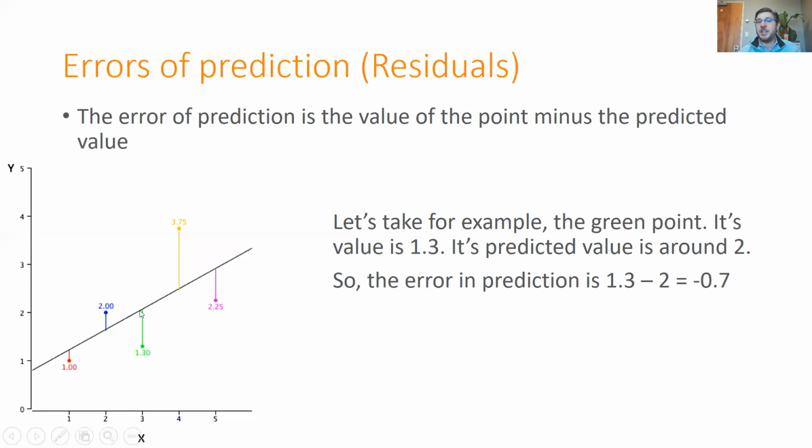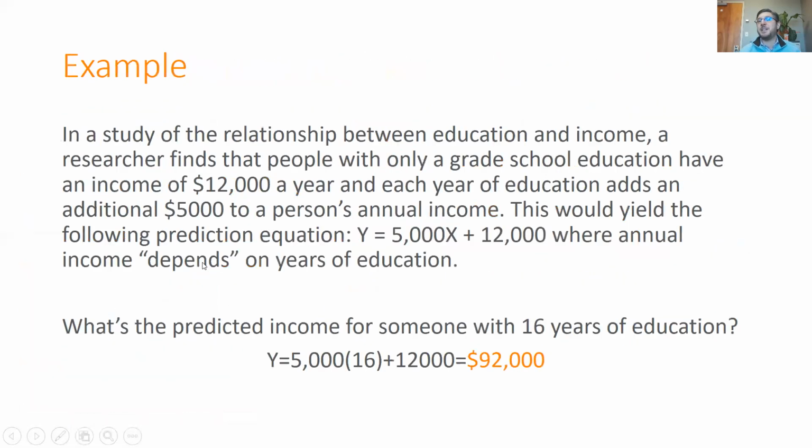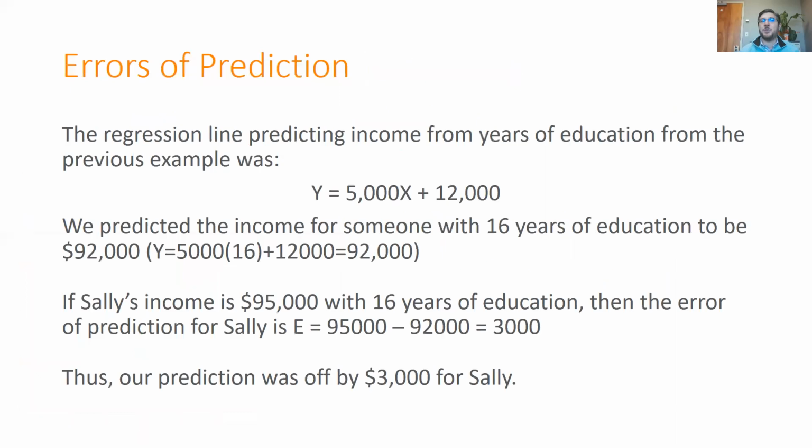So then the error of prediction: we made an error in predicting the green score. If we were to use this regression line, we'd predict they would have a 2. The error we made was around 0.7. And that makes sense. If we look back at this relationship here, we don't expect everyone with 16 years of education to make $92,000. Some people are going to make more, some people are going to make less, so there's going to be errors in our prediction.